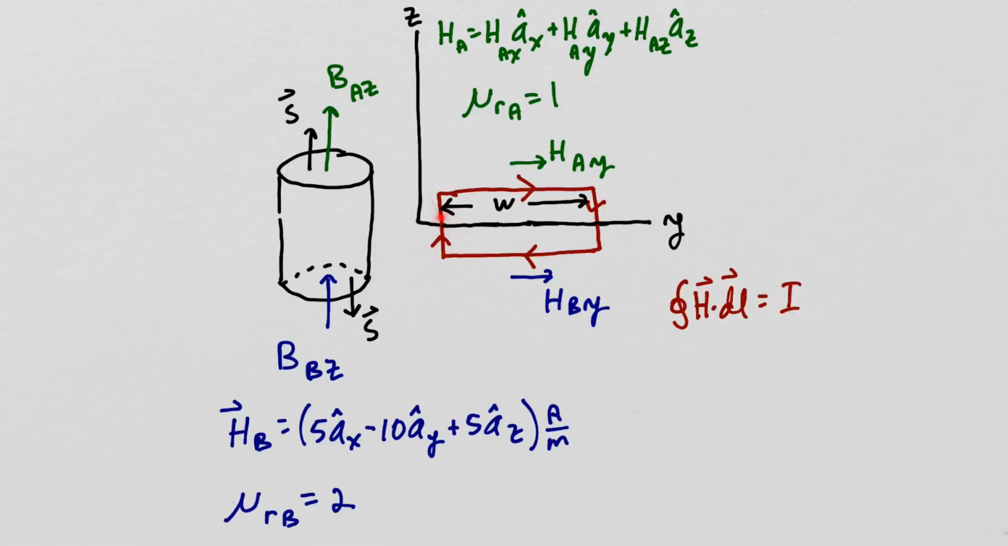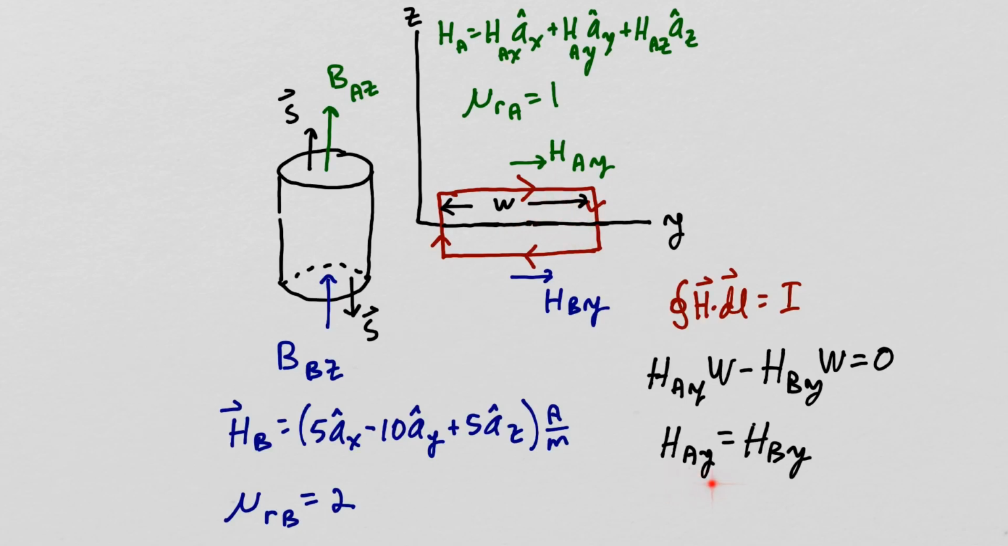So now applying Ampere's circuital law to this Amperian loop, we get H sub ay times W minus H sub by times W, and it equals 0 because the current flowing through our Amperian loop is 0. So H sub ay is equal to H sub by. Now let's just substitute in our value of H sub by, which is minus 10. So our final component, the magnetic field intensity in the y direction in region A, is minus 10 amps per meter.